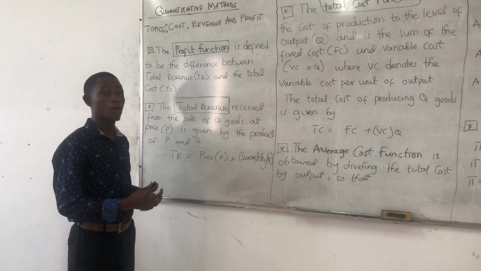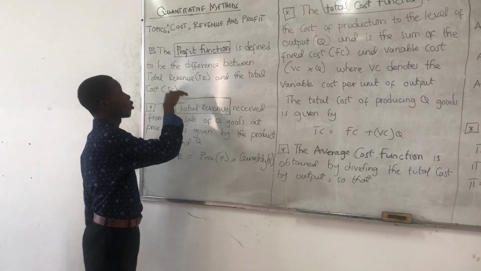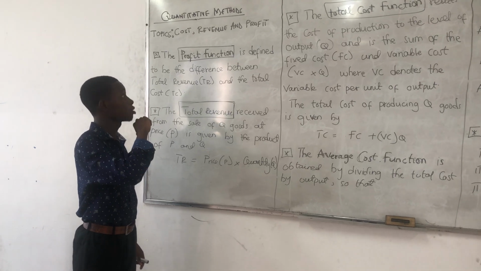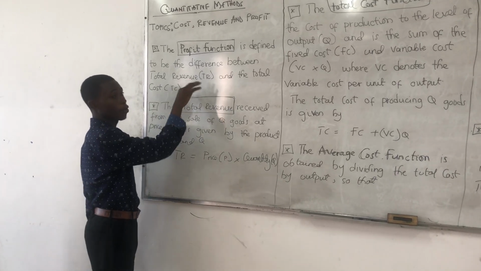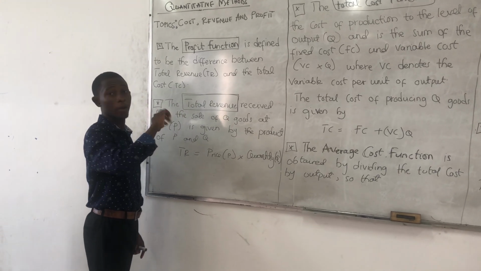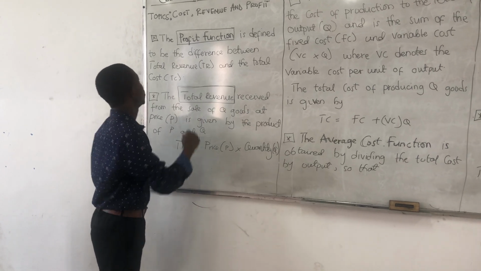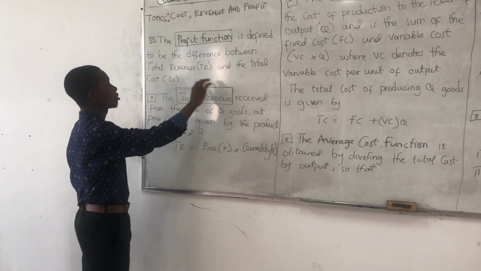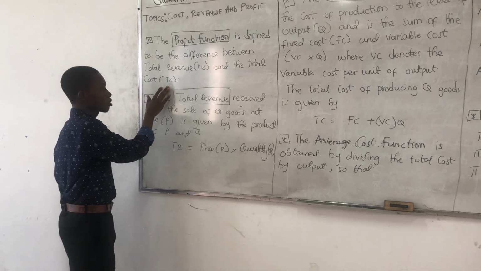Are you ready? Okay, so the quantitative methods for today we'll be dealing with cost, revenue, and profit. With cost, revenue, and profit, we have what we call the revenue function, and we also have what we call the profit function. The profit function is defined to be the difference between the total revenue and the total cost.